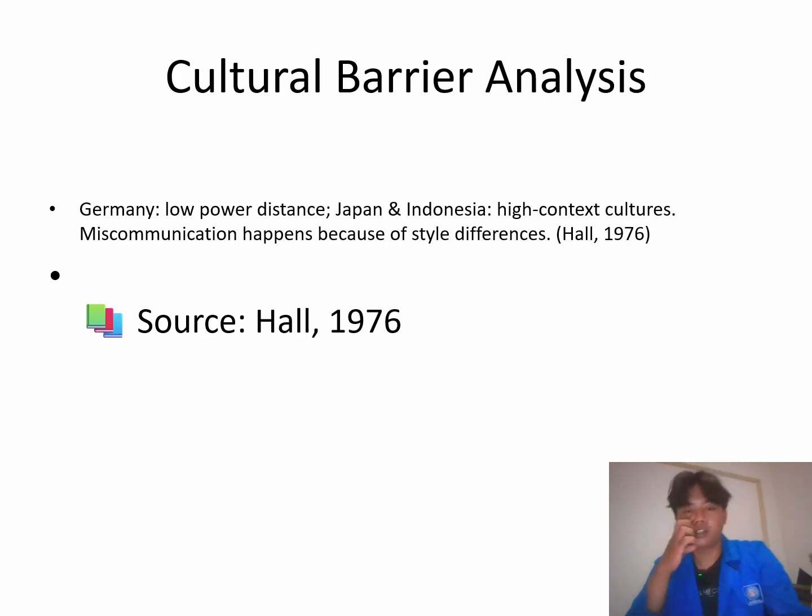And from the analysis of cultural barriers, Hall 1976 explains that Germany is a low context culture. Their communication is clear and direct. Meanwhile, Japan and Indonesia are high context cultures. They value harmony and indirect communication. This mismatch causes misunderstanding in teamwork.